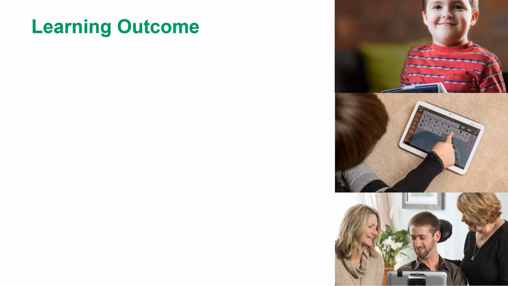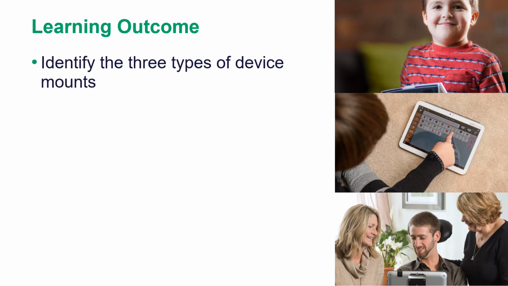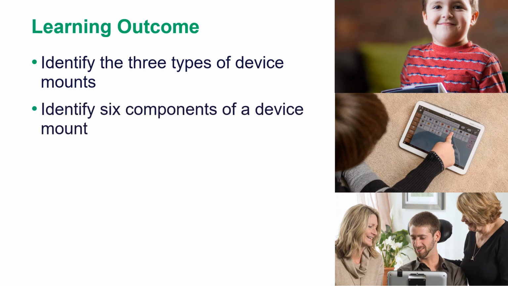Now that we have come to the end of our presentation, let's revisit our learning outcomes. We have identified the three types of device mounts. Again, these are table, floor, and wheelchair mounts. We have identified the components of a device mount. These are the base, frame clamp, vertical tubes, horizontal tubes, tube connectors, and quick release adapters.